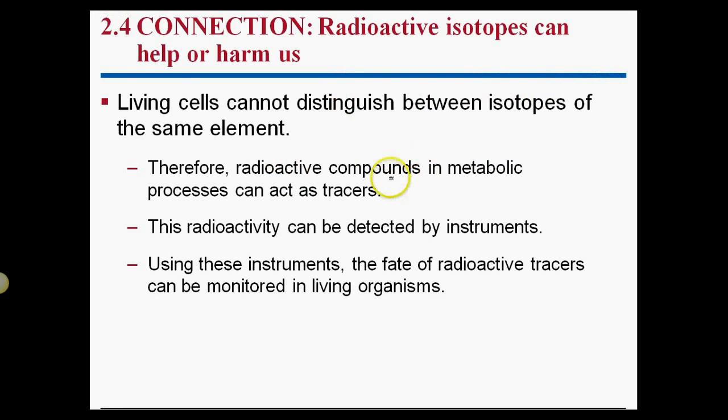All right. Radioactive isotopes can help and harm you. That's true. Let's see if we can do this one. This should not take that long. All right, living cells can't distinguish between isotopes of the same element. If they have the same reactivity, we just can't really tell. So some radioactive compounds and metabolic processes can act as tracers.